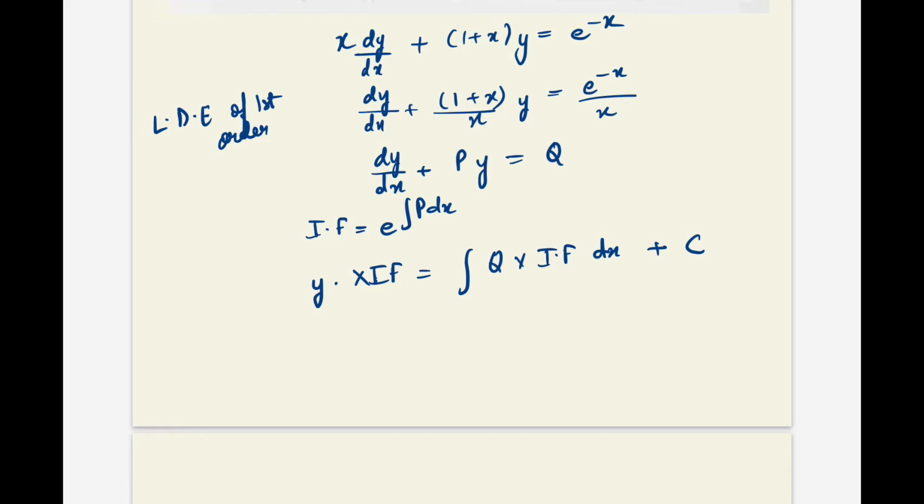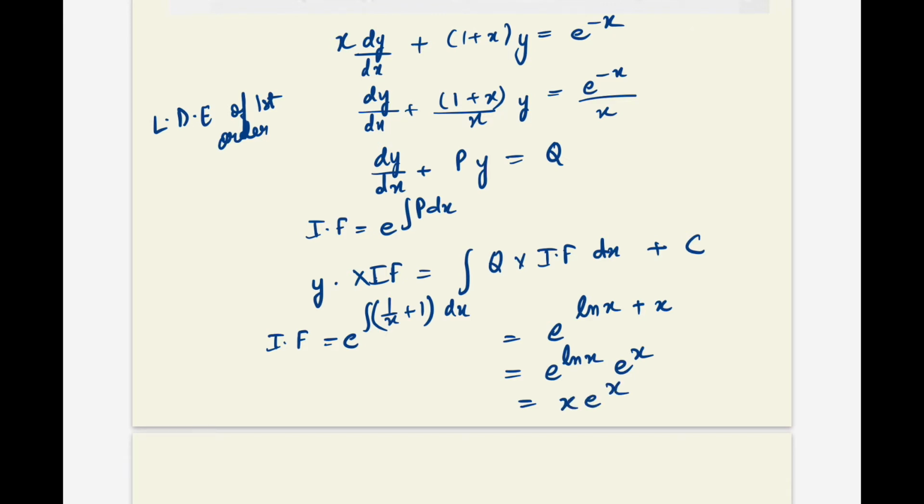y into the integrating factor, which is e to the power integral of p dx. Here p is 1 upon x plus 1, dx. So we get e to the power ln x plus x, which gives e to the power ln x times e to the power x. This becomes x e to the power x. So the integrating factor is x e to the power x.